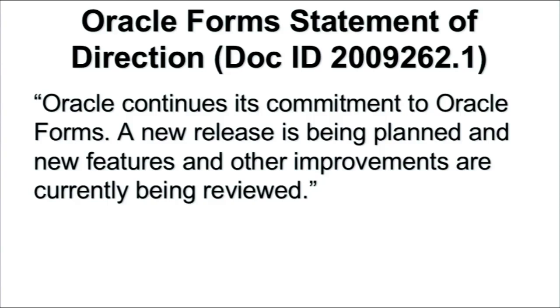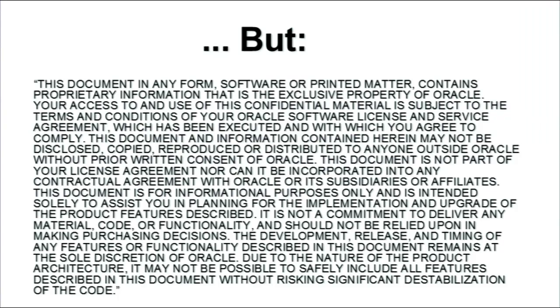So Oracle says they have a forms statement of direction. They say they're still committed to Oracle Forms. Now before, they apparently haven't committed to a number yet, because the old version used to say there will be a Forms 12c. And now they have shipped a Forms 12c. The new version does not say there will be a Forms 13c. But they're thinking about it. They are planning it and reviewing new features. And of course, this is an Oracle document, so it does say, blah blah blah, and we're not promising to deliver you any software ever.